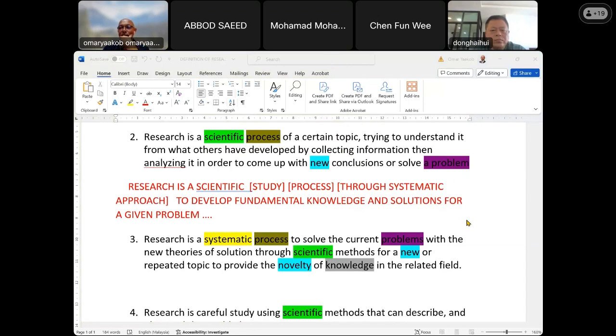Please speak before I call your name. Hisham, please. So just now we all decided about the word scientific, but we're still deciding about the systematic approach. No, we don't want to discuss this first part. I want to discuss only to develop fundamental knowledge, moving to the next part. We can see that all definitions aim to contribute to the knowledge and or problem solving.